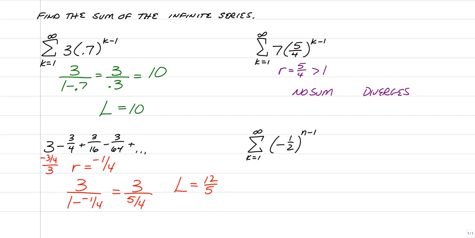And the last example should be the same thing. Our first term is 1. Whenever there's nothing here, we have to imagine that the first term is 1. Divided by 1 minus our ratio of negative 1/2. So that's going to give us 1 divided by 1 plus 1/2, which is 3/2. So we're going to find that L is equal to 1 divided by 3/2, which is 2/3.